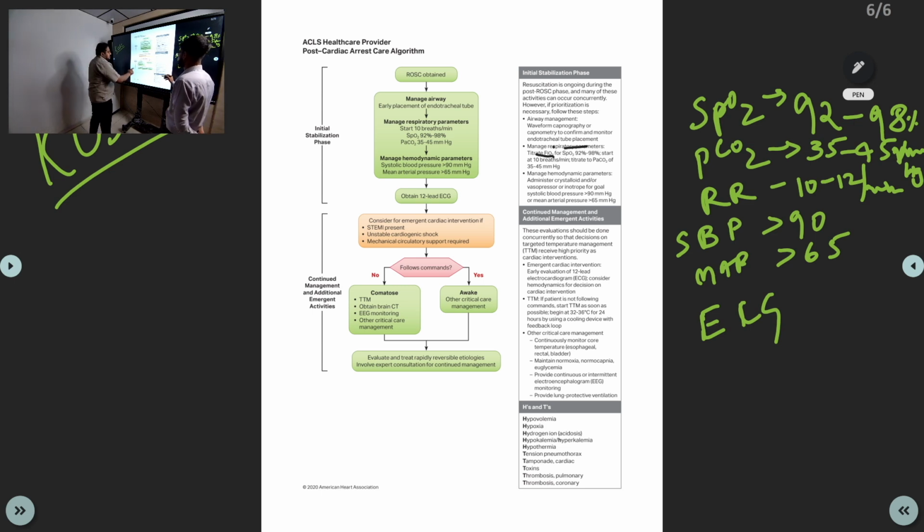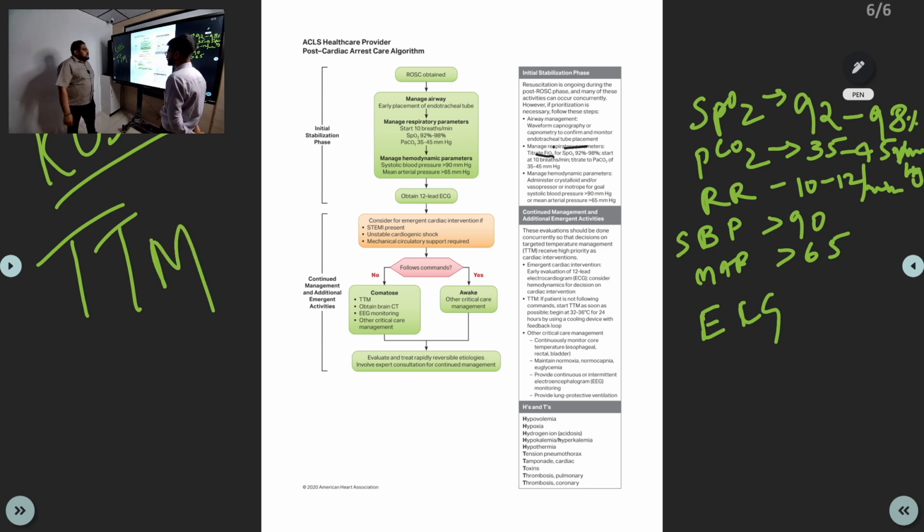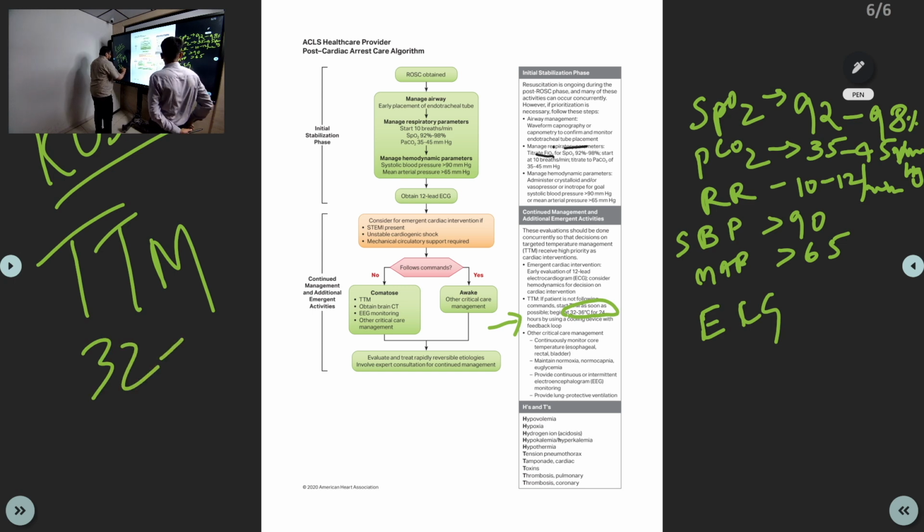We need to go for something called targeted temperature management, TTM. So what is targeted temperature management? 32 to 36 degrees Celsius for 24 hours.